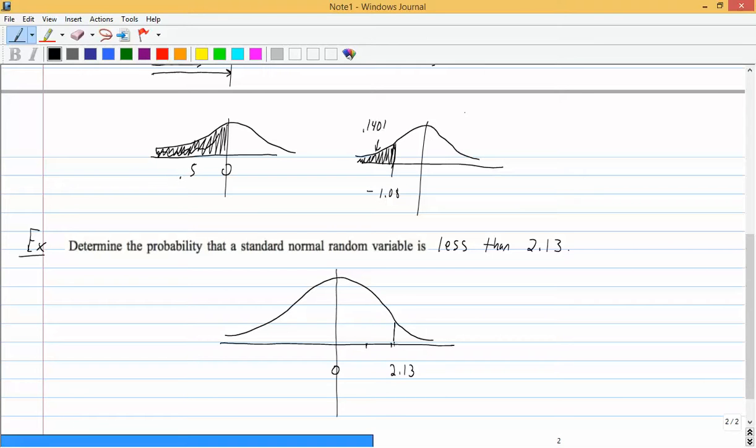2.13. So if I want to know the probability that a standard normal random variable is less than this value, less than means I want the area to the left. So it's going to be all of this. Now the way that table B and table C work, all of the areas are cumulative left to right. So if I look up a z-score of 2.13, then that will give me the area to the left of 2.13.